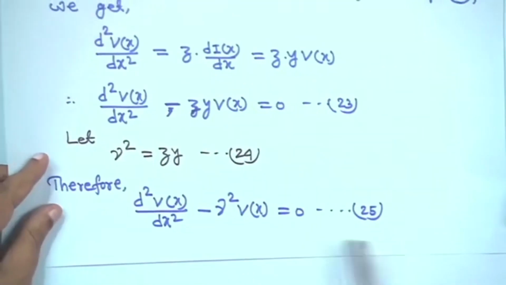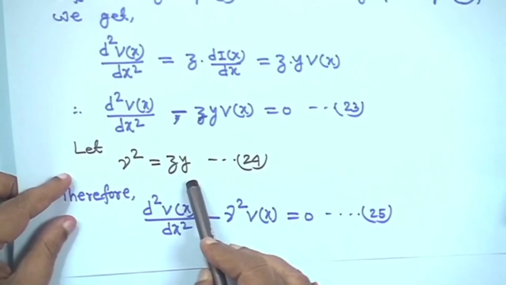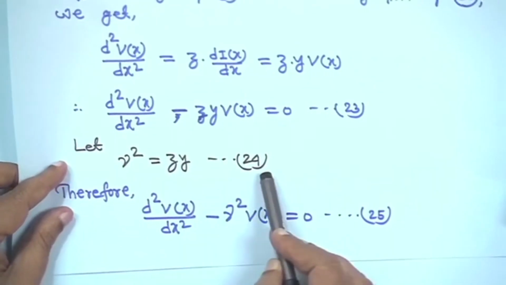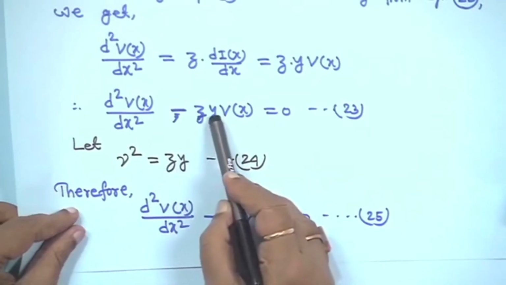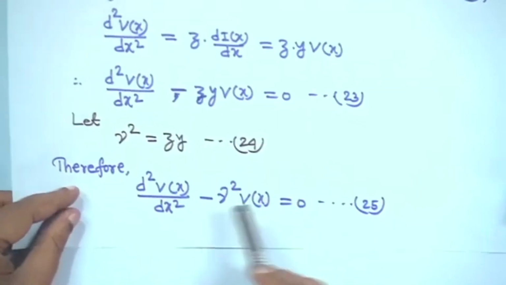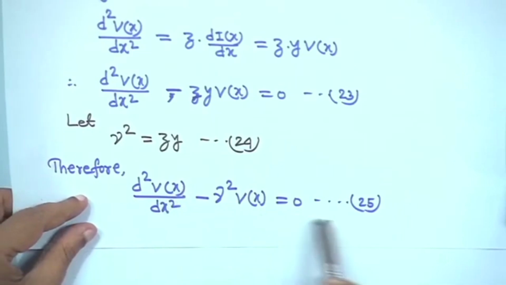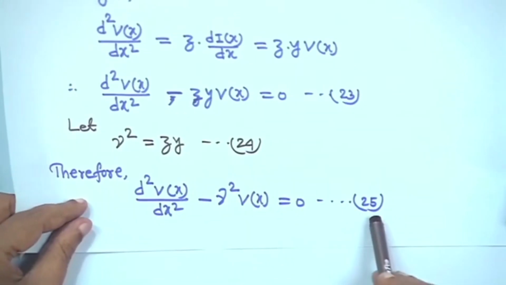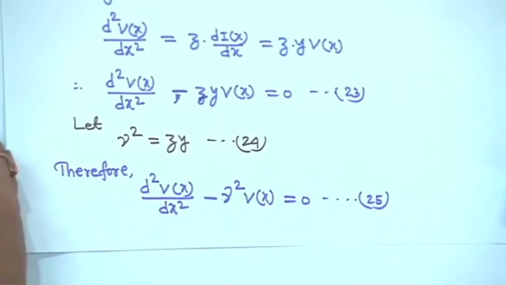Next, you assume gamma square is equal to small z small y, that is γ² = zy. This is equation 24. Therefore, instead of zy in this equation, you replace zy by γ². If you do so, d²Vx/dx² − γ²Vx = 0. This is equation 25. So, this is a second order differential equation.